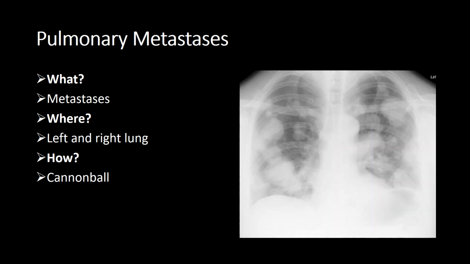Here we have our classic cannonball. So these are really large, well circumscribed mets, which is usually caused by renal cell. So what is it? It's metastases. Where? Left and right lung. How? Cannonball.